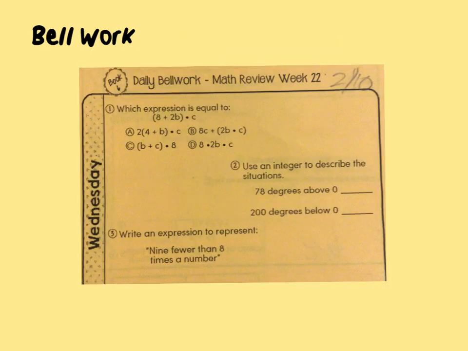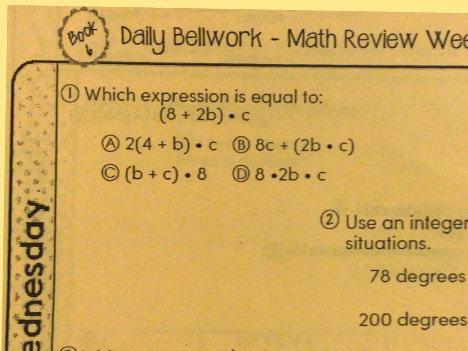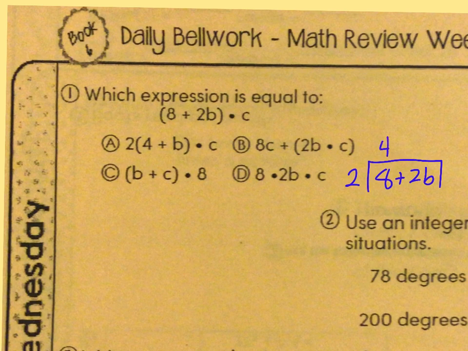Okay, so let's take a look at this bell work here. We're looking at number 1, which expression is equal to 8 plus 2b times c. Looking at the expression in the parentheses, the 8 plus 2b, if you remember, we talked about doing this. Oh, wrong color. We have 8 plus 2b. What number can be taken out of that? Well, we can take the 2 out. This turns into a 4, and this turns into a b. So we have the 2 on the outside with 4 plus b on the inside.